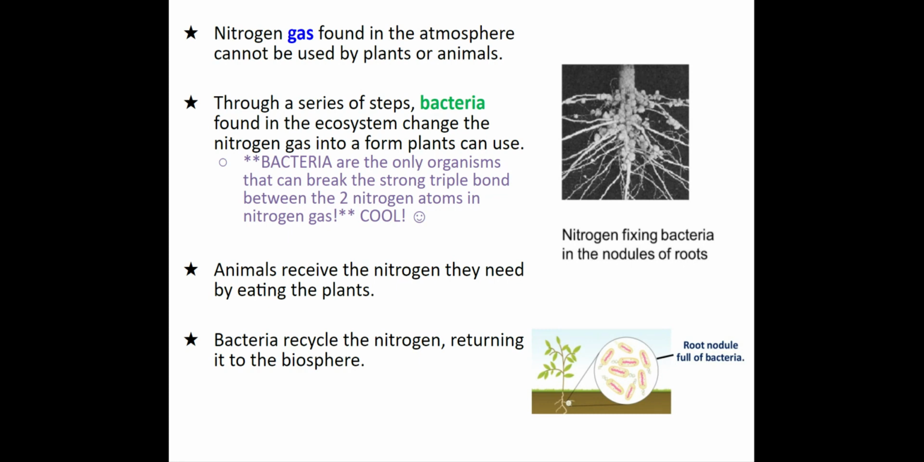Now, in the next couple of slides, you're going to see some videos about the nitrogen cycle and a diagram for the nitrogen cycle. Make sure that you review those.